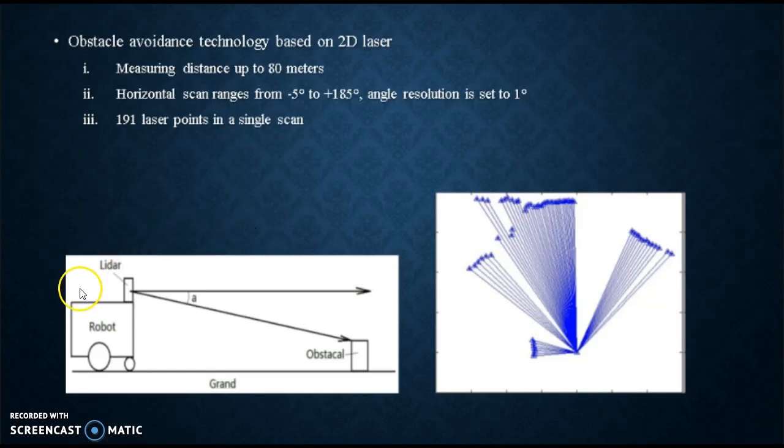As we can see in this diagram, on the bottom left, the obstacle is on the ground and the LiDAR is on top of the robot. The sensor angle is adjusted to lower a bit, and then the bottom right is the laser points in a single scan.